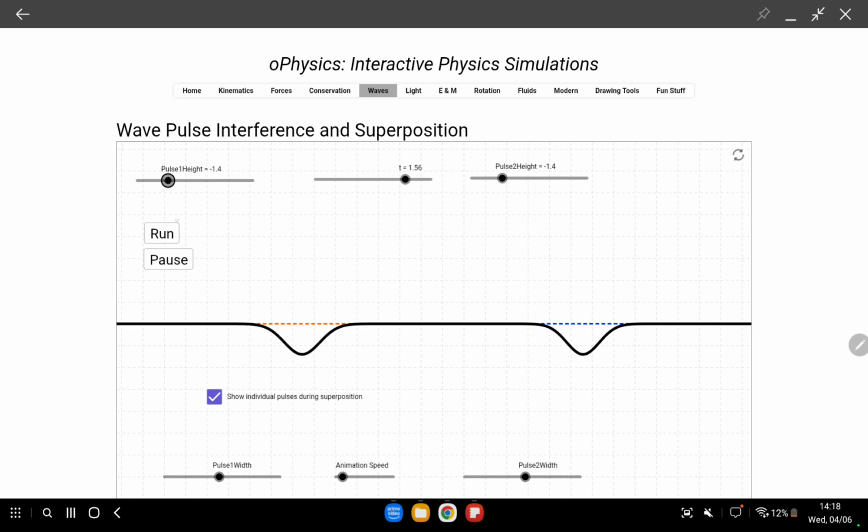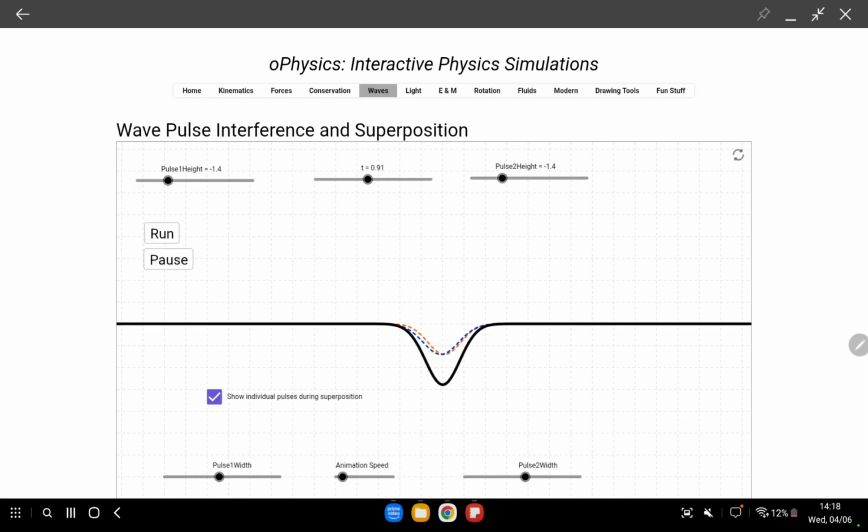So here again, I'm going to run these two waves towards each other when their trough and trough are going to overlap. That is negative peak, right? So now they're running towards each other. You can see that here also there is an increase in the amplitude, right?